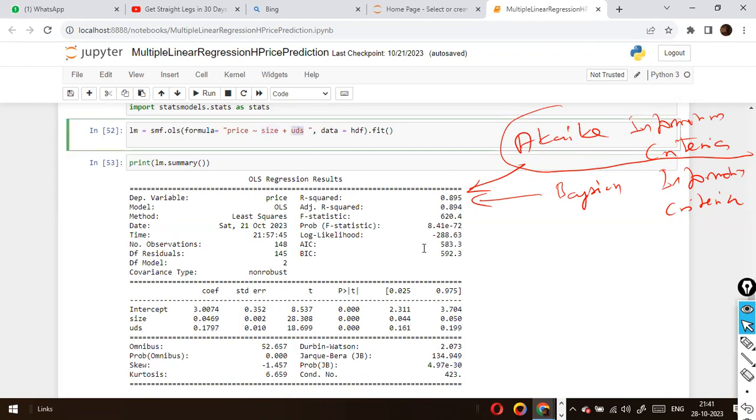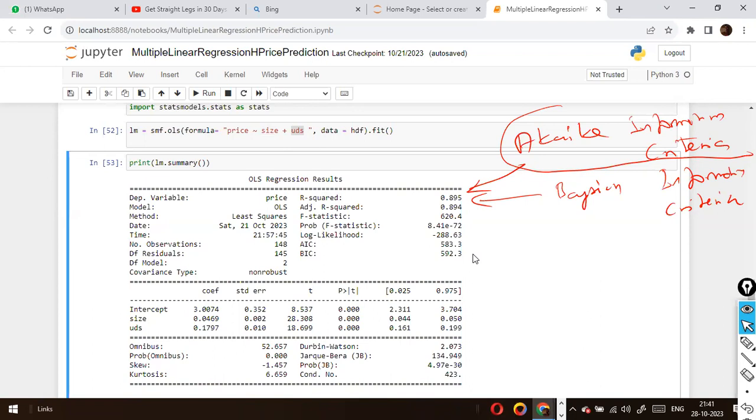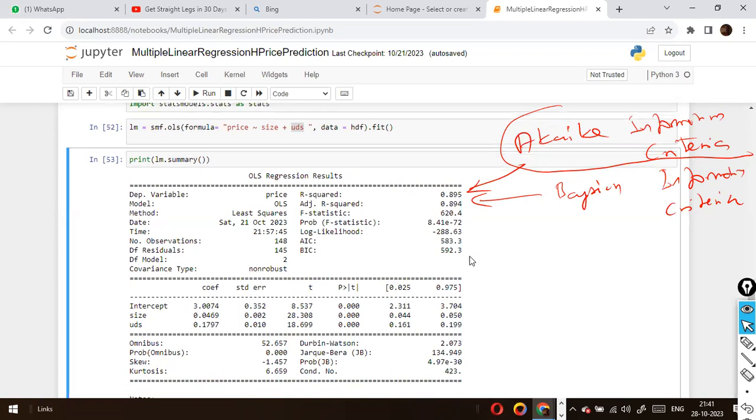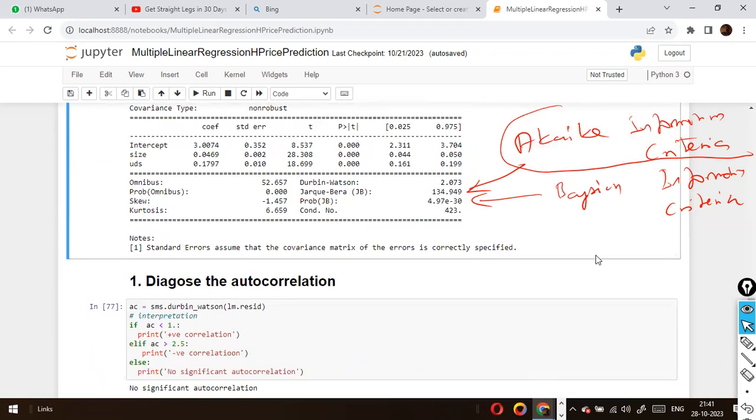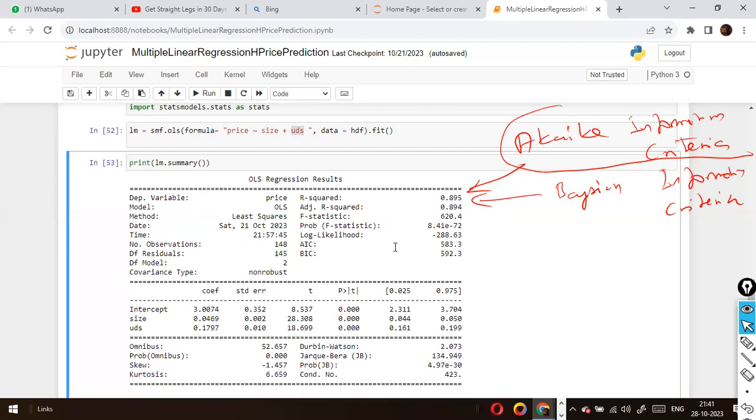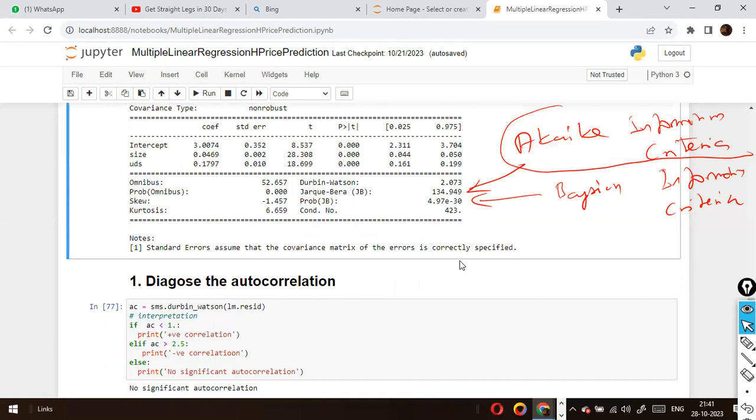So that is not the best fit model. And size plus UDS, what is the AIC? The lesser the AIC, BIC, that is the best fit model. Okay. Got it? That's all. And this one, you don't worry too much. What is the difference between AIC and BIC? Both of them are same. These two metrics are helpful to do the model selection.